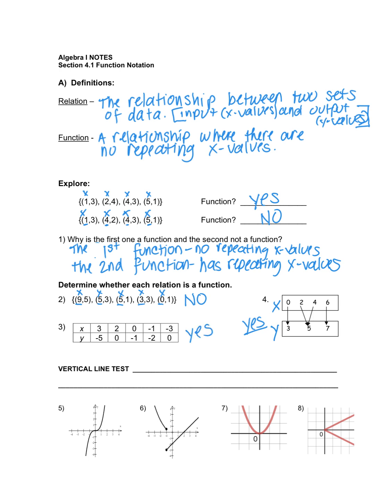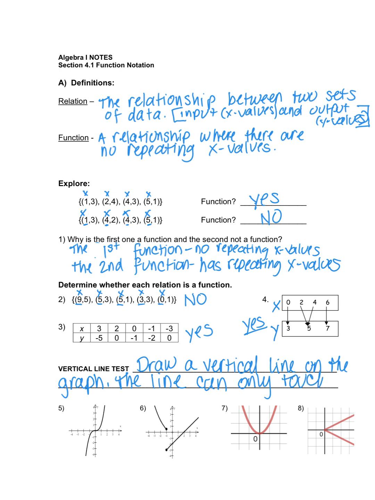Now, we have this vertical line test. Another way to check if something is a function or not is with the vertical line test. So what is that? It is simply where we draw a vertical line on the graph. The line can only touch the graph one time, or once.